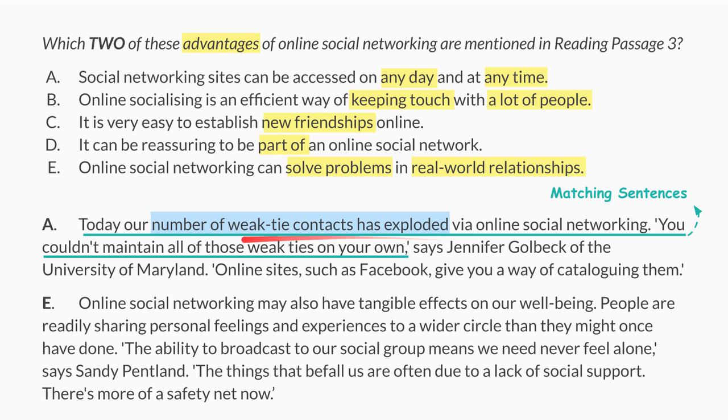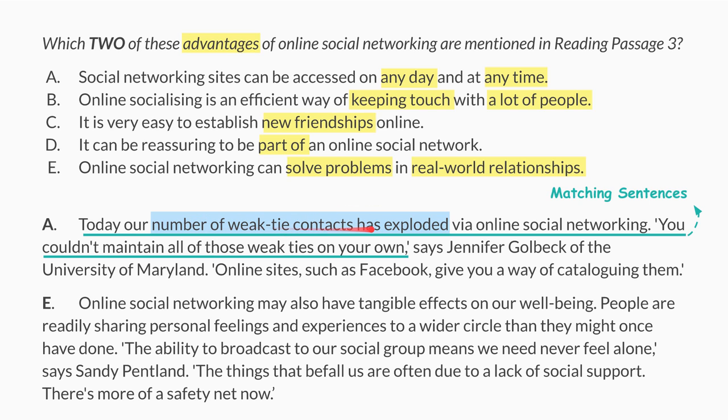Well, I see this phrase right here. It says number of weak tie contacts has exploded, has significantly increased. That's what that means. By the way, if you don't know what weak tie contacts means, that just means people who you're not friends with, but maybe they're acquaintances. Like you know them, but they're not best friends with you. They're not close family members or close friends. But still, you know them. Maybe they are co-workers, or maybe they are someone who you don't spend a lot of time with, but you do see them every now and then. So they're not very strong friends. They are what you can call weak tie contacts. You kind of know them. You don't completely know them, you kind of know them a little bit.